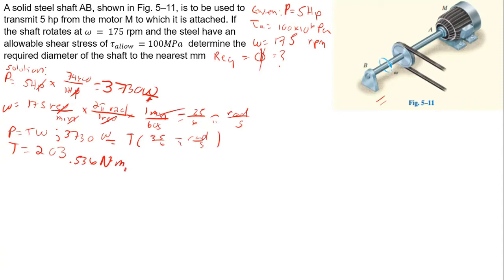So ngayon, nakuha na natin yung T. Pwede nating i-apply na yan dun sa formula natin. From shaft design formula, sabi dito, J over C is equals to torque divided by tau allowable. So, substitute lang natin yung mga values.